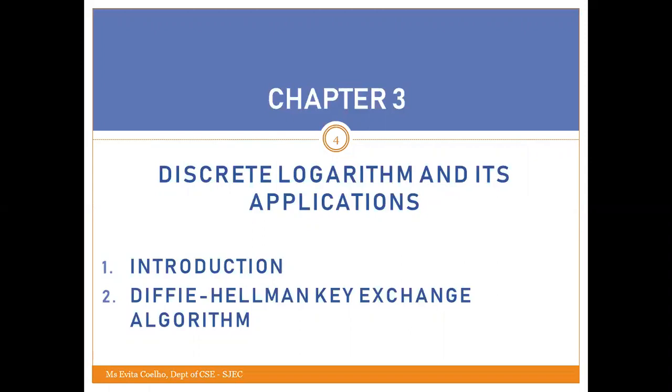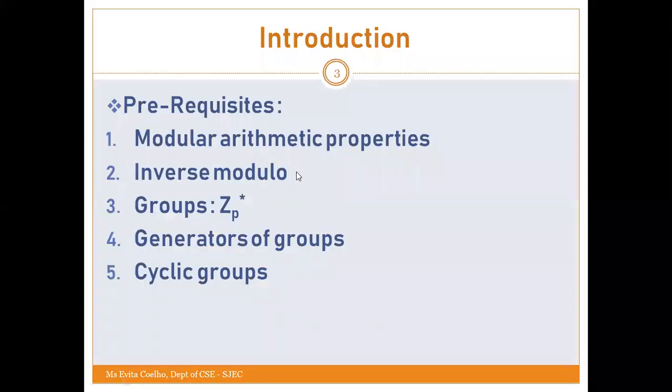And then the core essence of this chapter would be the Diffie-Hellman key exchange algorithm that is actually used to securely exchange the shared secret keys between two communicating parties. Before you advance in this presentation, I would want you to take a look back at module 1 and recall these concepts: the properties of modular arithmetic, inverse modular arithmetic, what are groups, how do we define groups, the notations of groups, what is the generator of a group, what are cyclic groups, and so on.